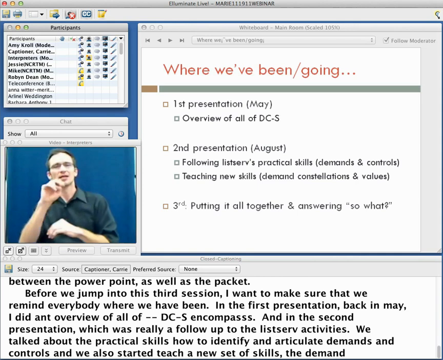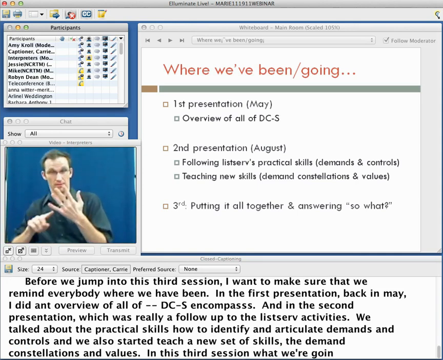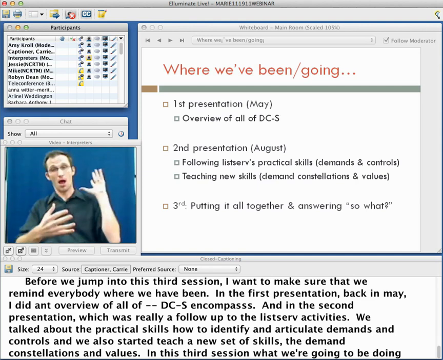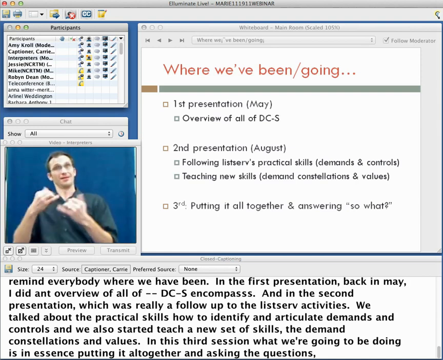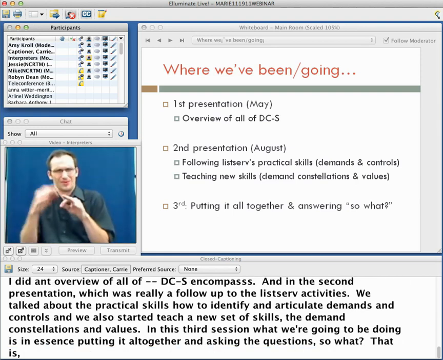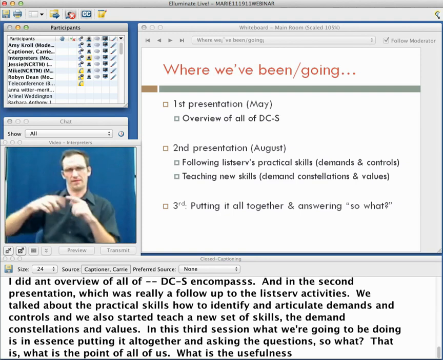In this third session, what we're going to be doing is, in essence, putting it all together and, of course, asking the question, so what? That is, what's the point of all this? What is its usefulness, etc. So that's what we're going to be talking about today.